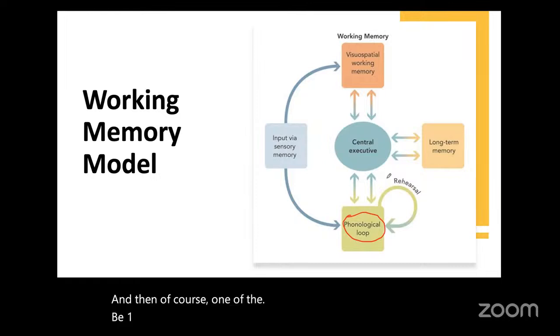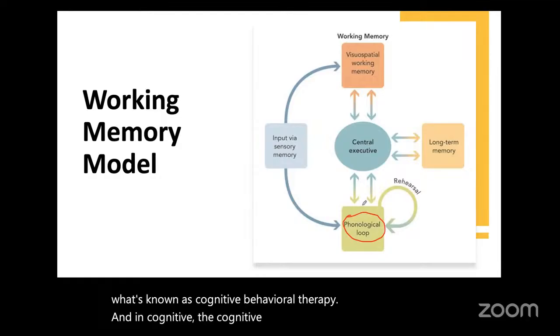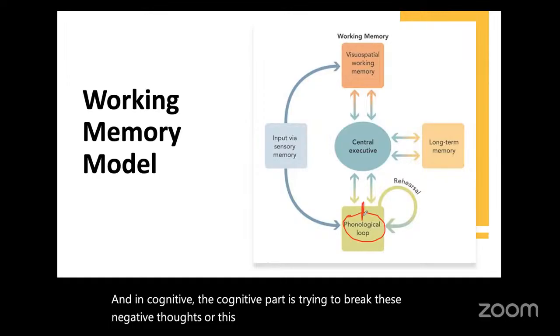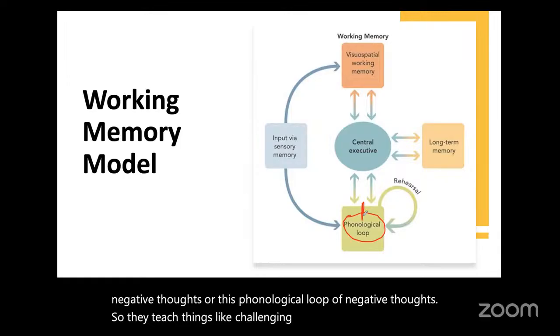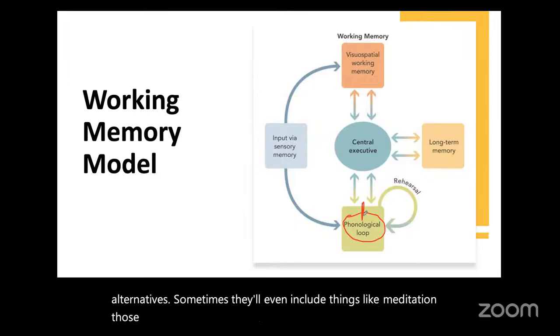And then, of course, one of the therapies for this that really is an effective one is what's known as cognitive behavioral therapy. And the cognitive part is trying to break these negative thoughts, or this phonological loop of negative thoughts. So they teach things like challenging thoughts, looking at alternatives. Sometimes they'll even include things like meditation, those kinds of things to break those thought processes. Okay. So that's the phonological loop, how it works.